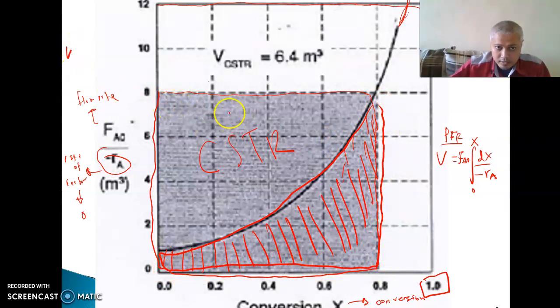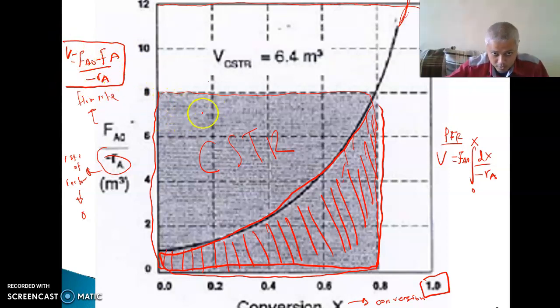But for CSTR, just now, it is in the form of a square or rectangle, because we have this algebraic formula, where we have FA naught minus FA over negative Ra. If it is algebraic form, we need to consider the area of the square or rectangle. If it is 0.8, we go until it touches this line, then we go to this side. So this whole thing will become the volume for CSTR. So that's the difference between the volume of CSTR and PFR.